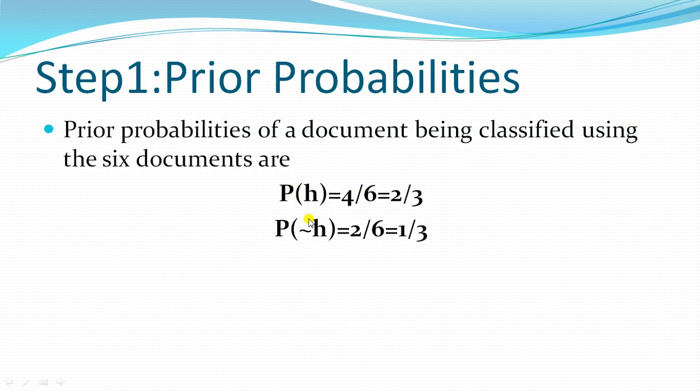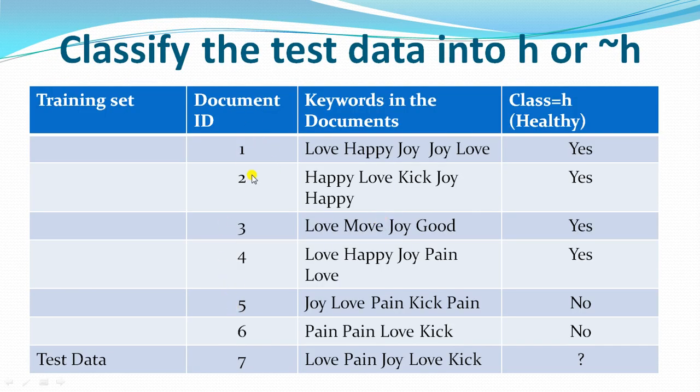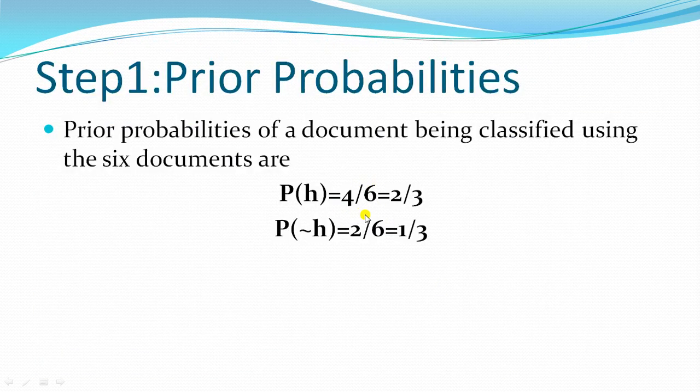P of H is equal to 4 by 6. It is very simple. The number of documents is 6, that is 1, 2, 3, 4, 5, 6, the overall training set. Of the 6 documents, 1, 2, 3, 4 belong to class H. That's why it is 4 by 6, which in another form is 2 by 3. The second one is P of negated H.